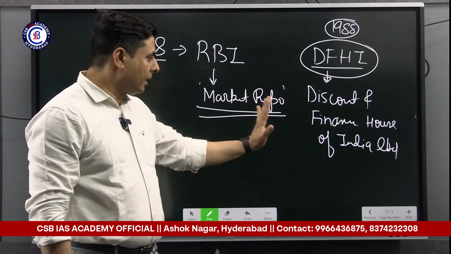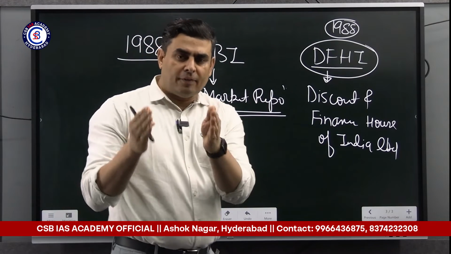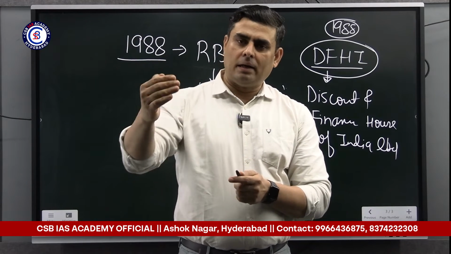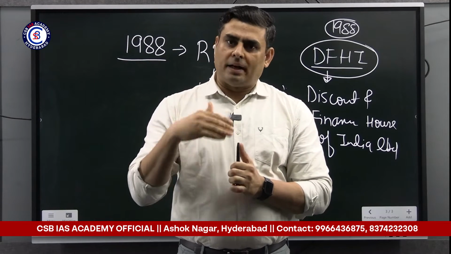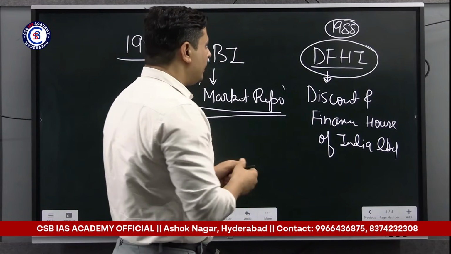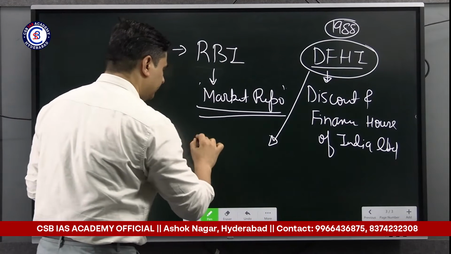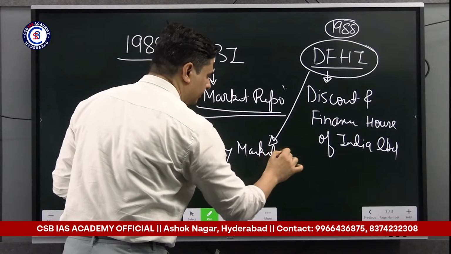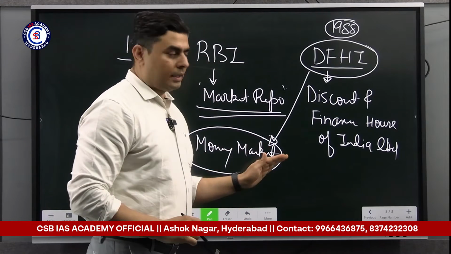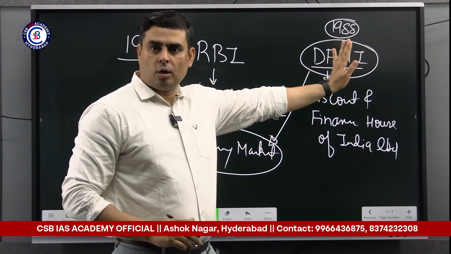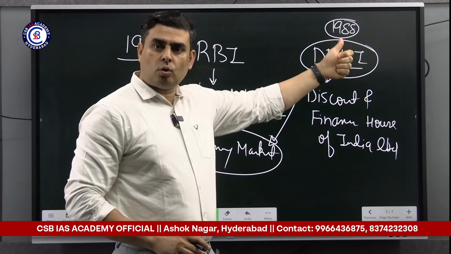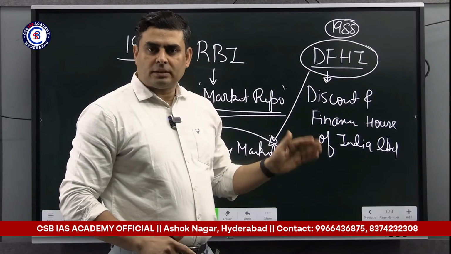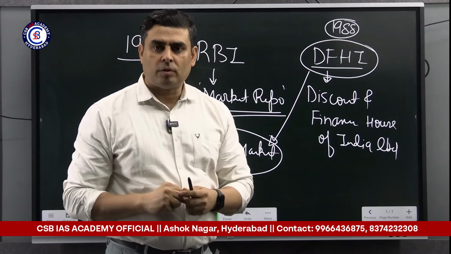RBI allowed market repo. And this DFHI was having a joint ownership of RBI and different commercial banks at that point of time. And the purpose of DFHI was to develop the money market. So to develop the money market in India, DFHI was launched by RBI with the joint ownership of commercial banks in India, especially public sector banks at that point of time.